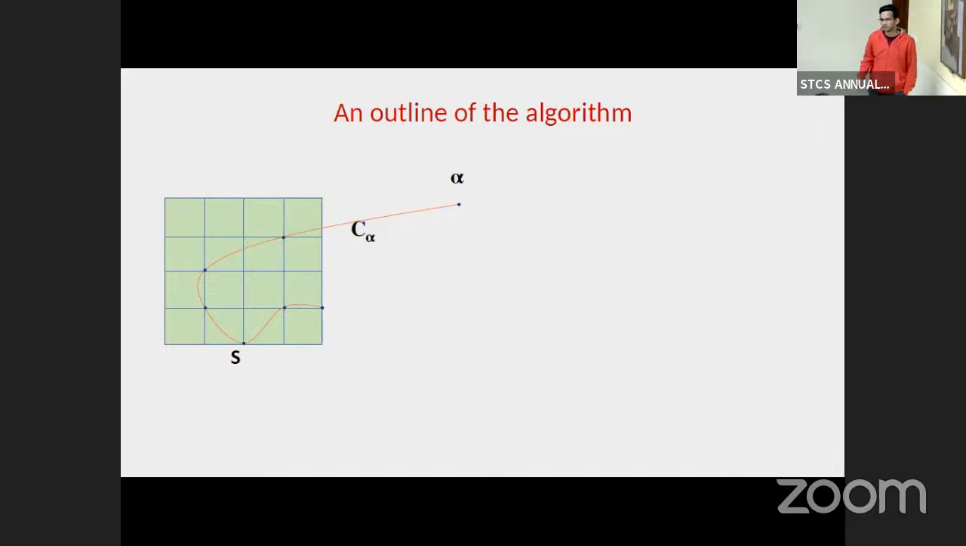I think the loading is a little bit slow.